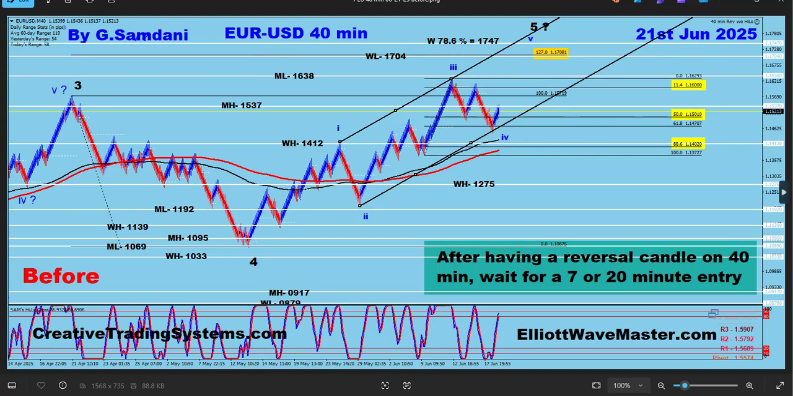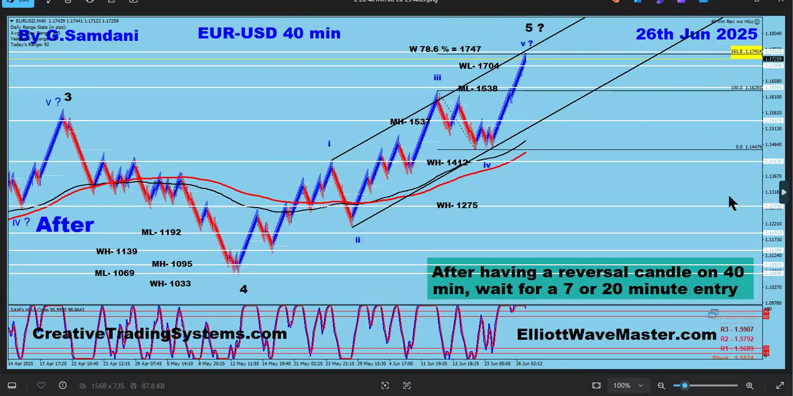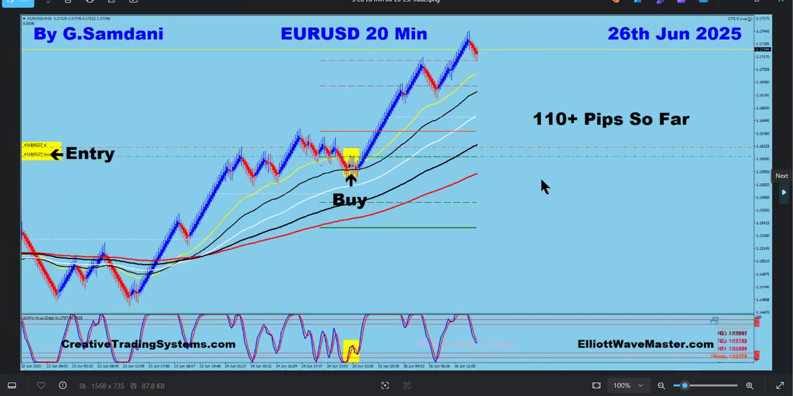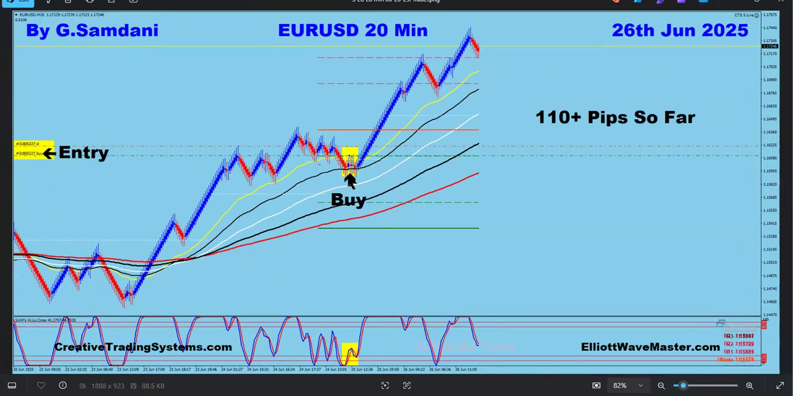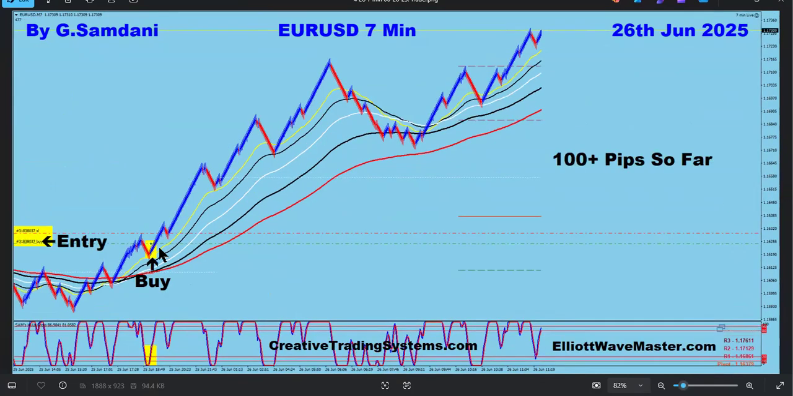So what happened to this chart? Today, it hit that area, right? So it went straight all the way to the upside. And I took several trades. But today, only today, I took two entries. One from the 20-minute chart, it was right there, for 100 pip, and the other entry is a little bit above this from the 7-minute chart, right there. That's another 100 pip here, right?